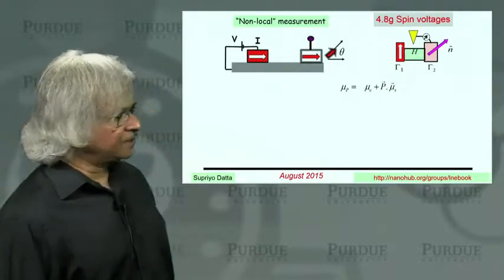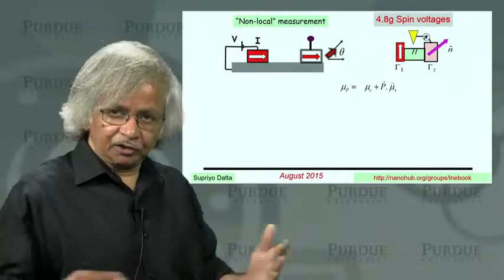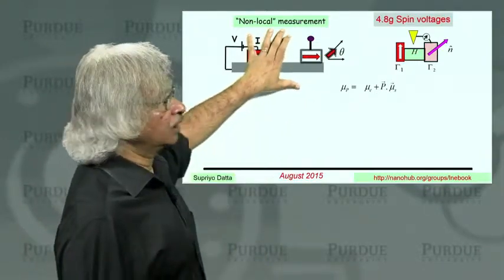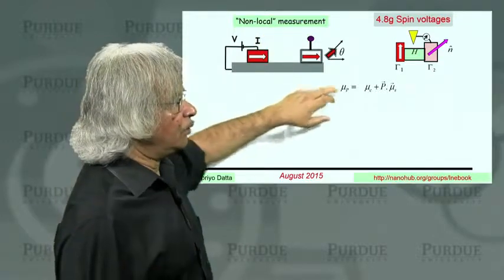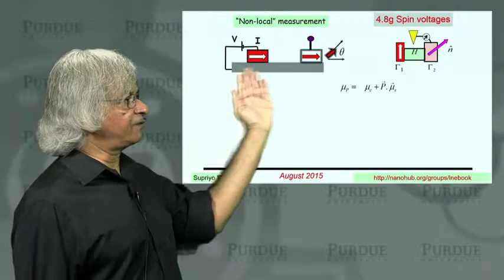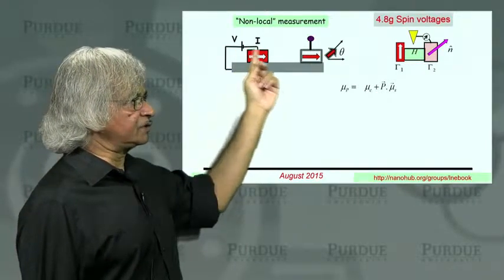Another class of experiments that's, again, had a lot of interest these days, actually for a long time, that are done with spin is non-local measurements. So what do you mean by non-local? Well, the idea is that let's say we have a material here and you run a current at one end of the material. So current flows here.